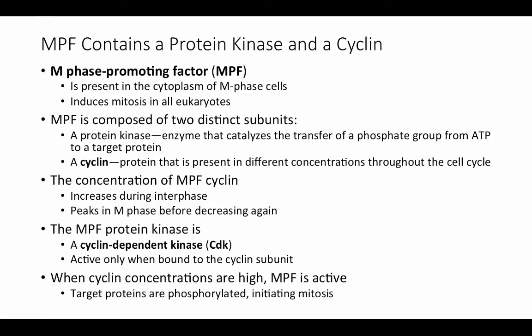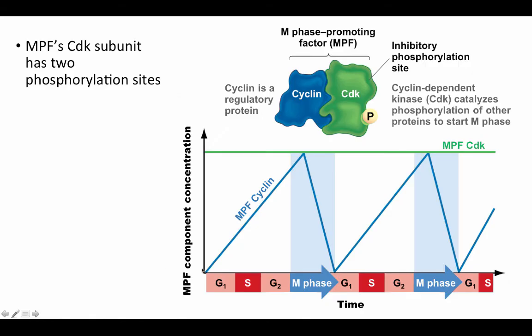So when cyclin concentrations are high, MPF can be active. When MPF is active, target proteins are phosphorylated, and that's going to initiate all of these processes that result in mitosis. So here we see a graph of the cyclin concentration on the y-axis, with time on the x-axis going through the cell cycle. And we can see through interphase, the cyclin concentration is increasing until it peaks just a little bit after the start of the M phase, and then it drops down precipitously to increase again through interphase.